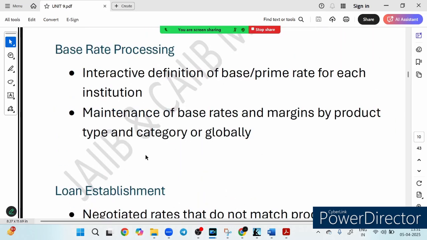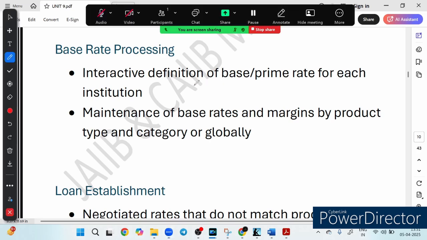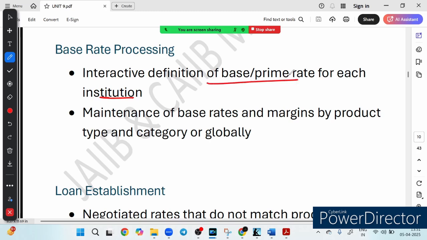Now there is something called base rate processing, which means setting the ground rule. Every bank decides on a base rate or prime rate, which is the benchmark for all interest calculation, and the system allows setting the base rate differently for different products. Obviously, for different products there is a different base rate. So P1, P2, P3 are the different products, and they have B1, B2, B3. These are the base rates, right?